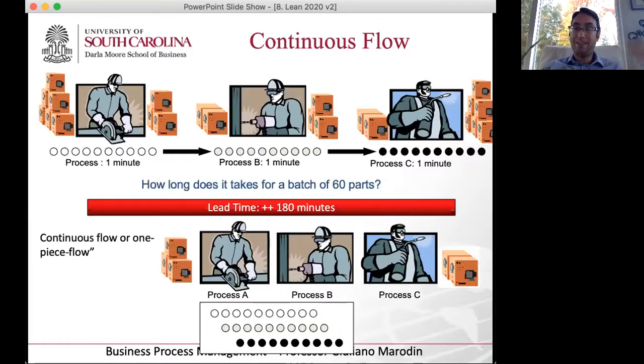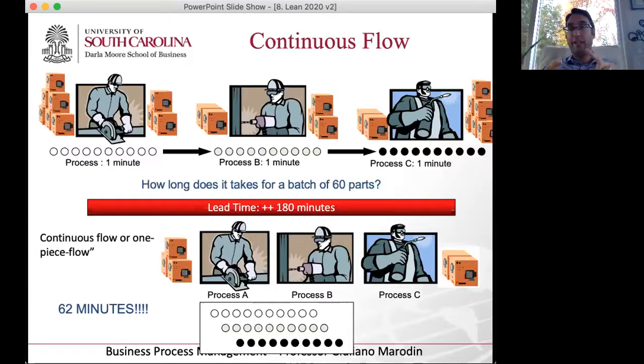So after 62 minutes, I have the same batch going through all those three steps. And that's the power of continuous flow. You can drastically reduce your lead time by putting the process together. Again, no big investment, no big changes of process, just organizing the process, the method. And that is all what lean is all about, how to organize in a very efficient way.